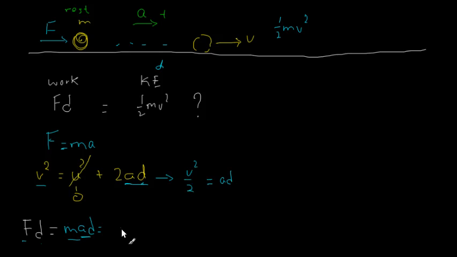So therefore this is v squared over 2, and here we are, mv squared over 2, exactly what I set out to prove. So that's quick, right? We have just shown that the work done Fd here is equal to half mv squared, our formula for the kinetic energy.